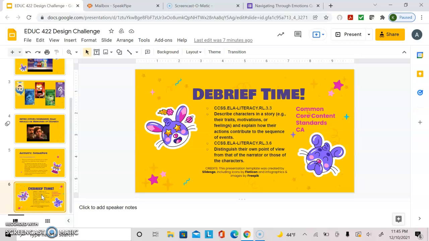Then the second standard is ELA Literacy 3.6, distinguish their own point of view from that of the narrator or those of the characters. This is when they write their own piece and record it. They recognize how Riley felt, and they're able to connect it to themselves and talk about their own feelings and their own stories. And that is how they meet those 2 standards.